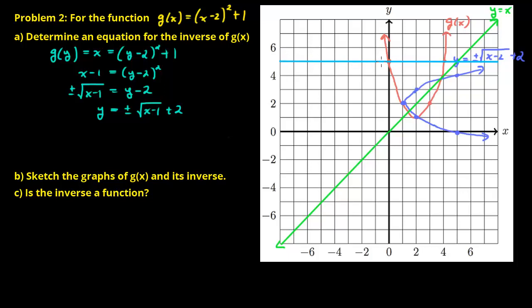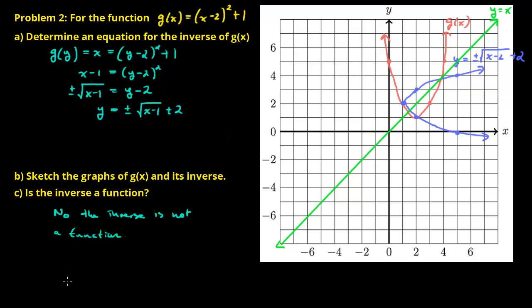If I draw a horizontal line through my function and it passes through the function at more than one point, like it does here, then its inverse will not be a function. Its inverse will fail the vertical line test. So here it says, is the inverse a function? And no, the inverse is not a function.